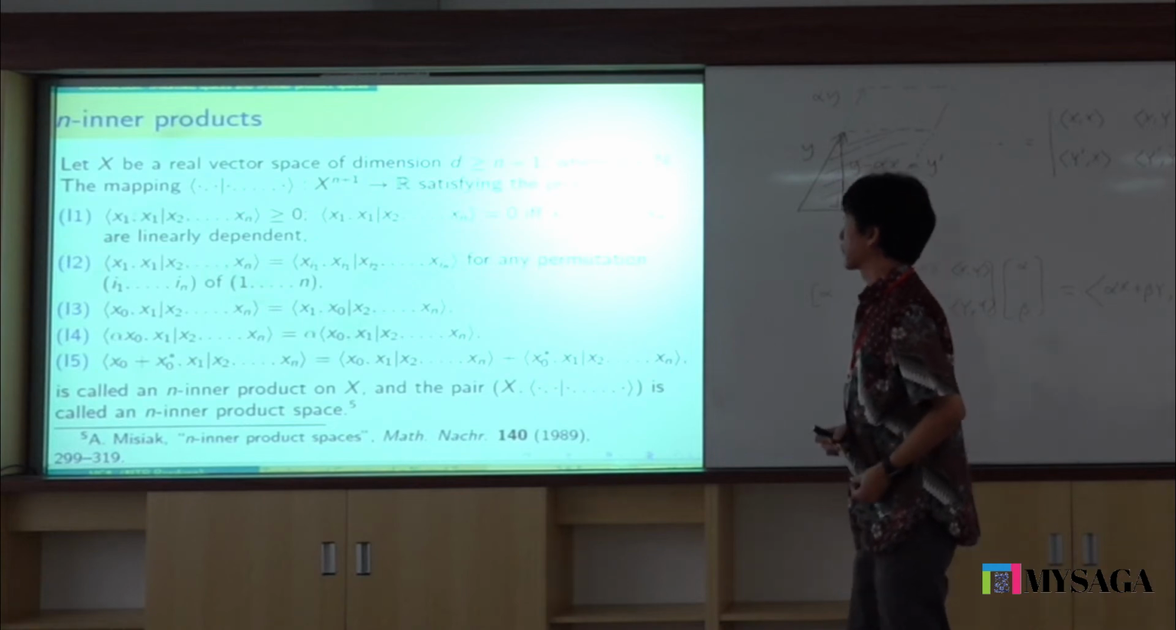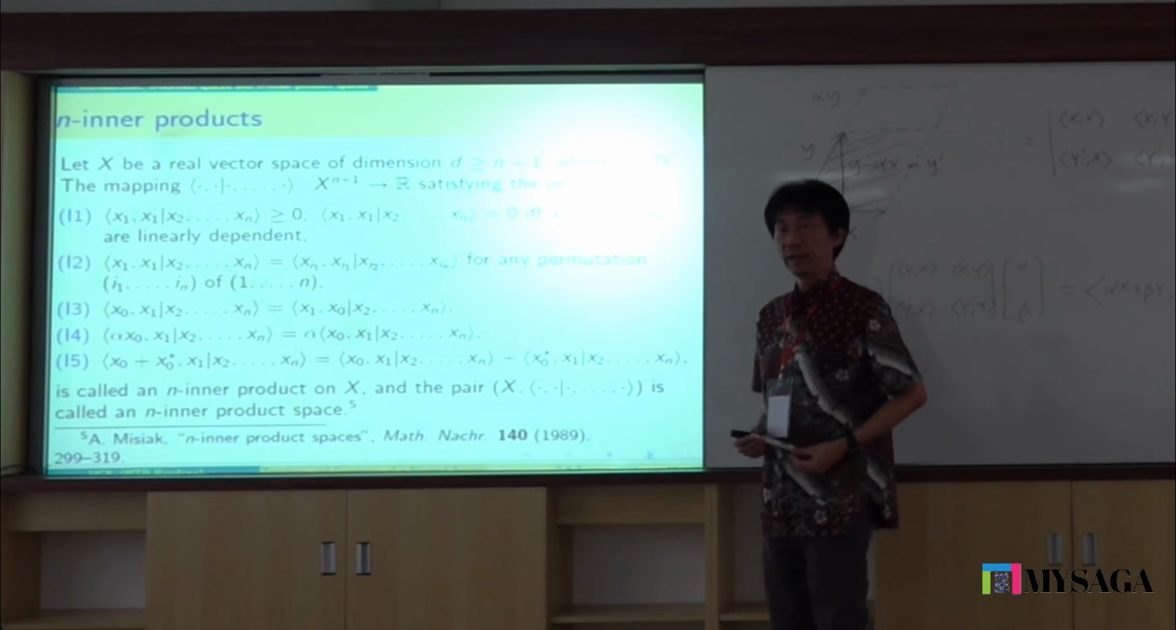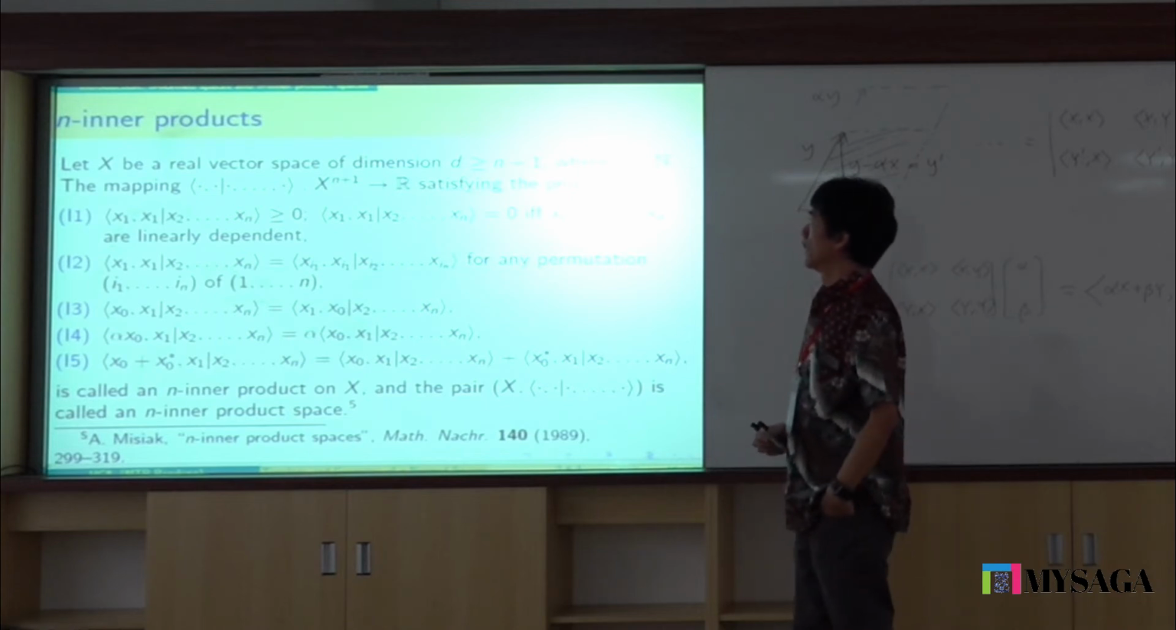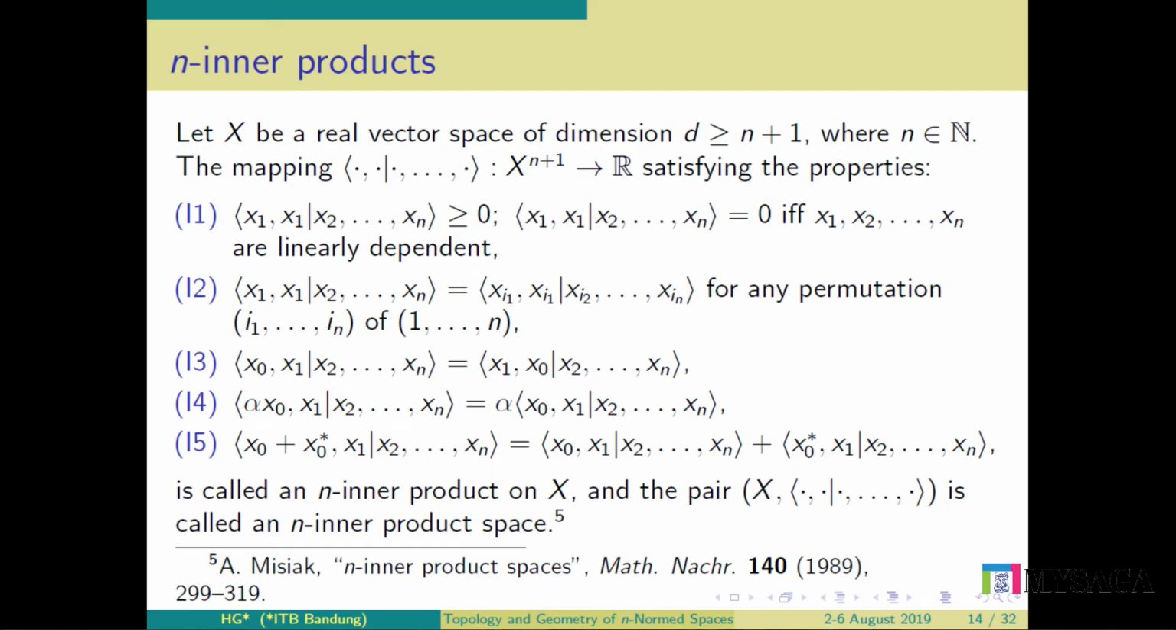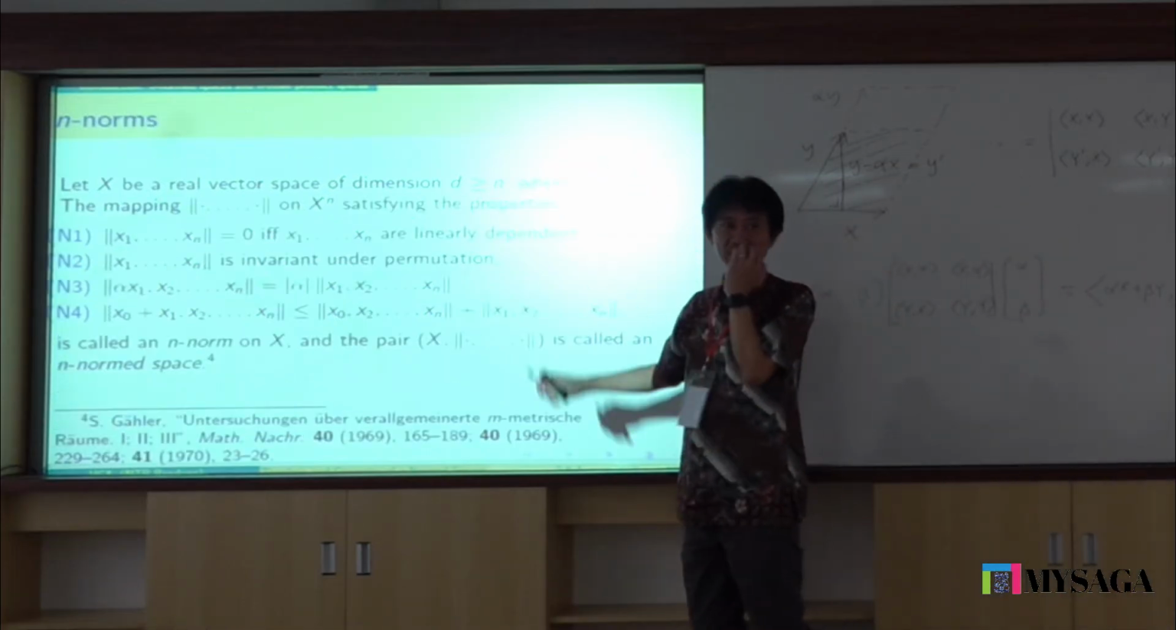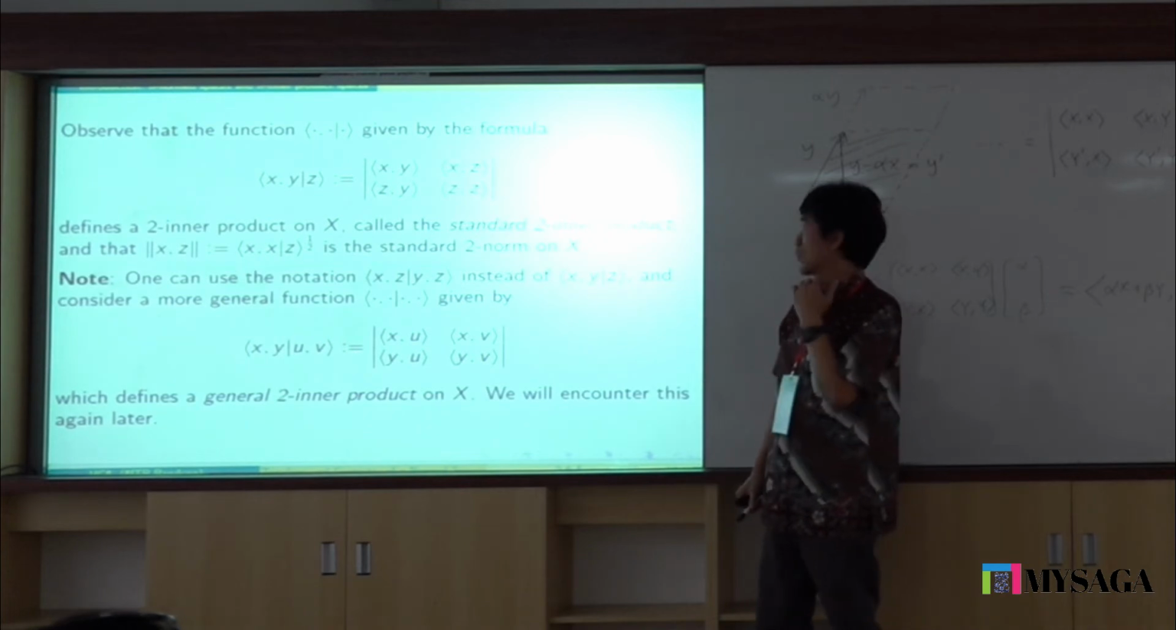And then, in combination with the n-norm, we have the inner product. Now the dimension should be at least n plus 1, otherwise we don't have the angle. If, for example, we have a 2-inner product, but the dimension is 2, then we cannot have this picture, right? So the angle is always 0. So the dimension should be more than n, at least n plus 1.